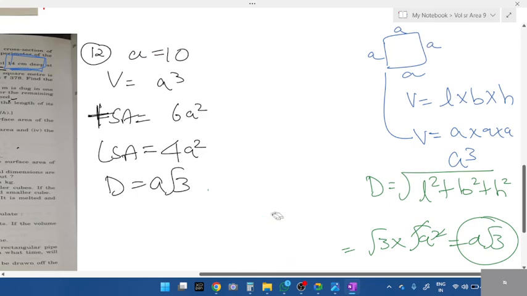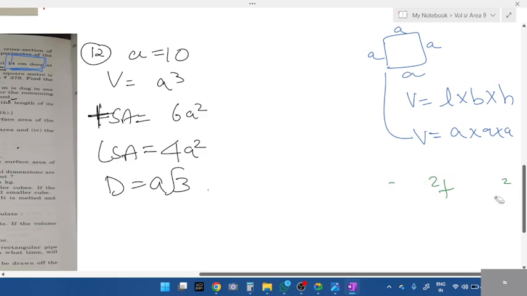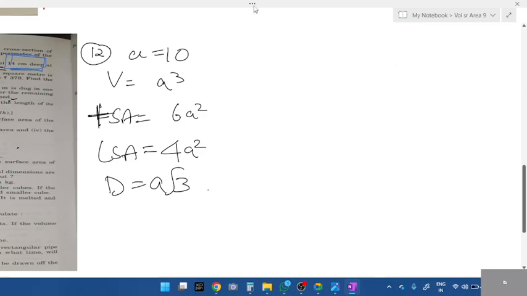All of you, solve the 12th question. All this is not required. And when I write something, think, students, think whether you want to copy that. Just don't blindly sit and copy everything. Calculate this. Volume is equal to 10 cube.